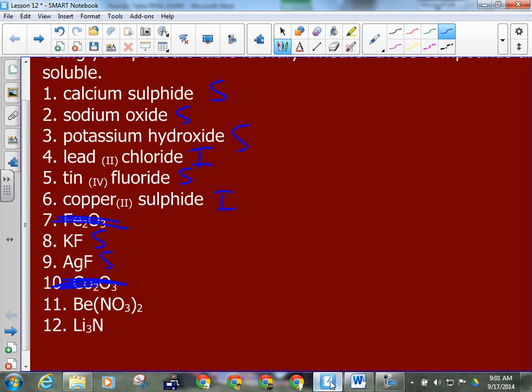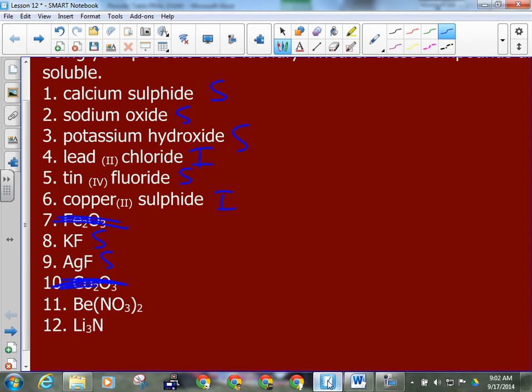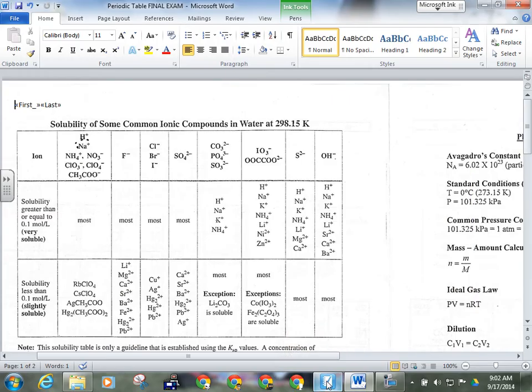Okay, beryllium nitrate. Nitrate is right here in that first row, soluble with most things, and obviously not with this. In fact, pretty much every nitrate compound is soluble. So we've got an S beside that one. And then lithium 3 nitride, and I don't think I have nitrogen on here either. So we'll have to scribble that one out. Can't do that one either.